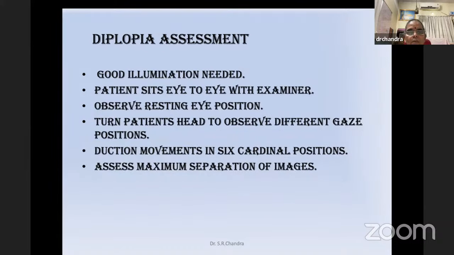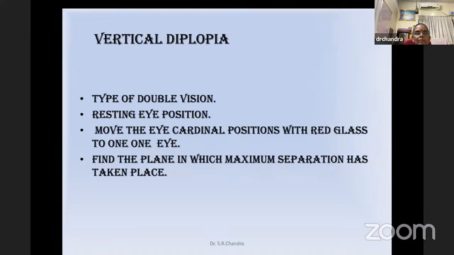You need good illumination. The patient sits eye to eye with the examiner. Observe the resting eye position, turn the patient's head to observe different gaze positions, check duction movement, which is individual eye movement, and assess the maximum separation of images. So let us see a vertical diplopia patient. We see the type of double vision, whether it is vertical or horizontal. Horizontal is very easy, 4 muscles: medial rectus and lateral rectus of the right eye and left eye. In whichever direction it is deviated, you know, and crossed diplopia is for medial rectus.